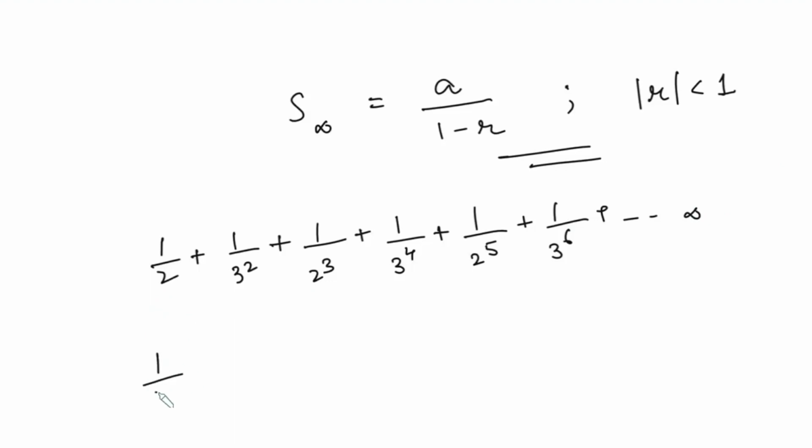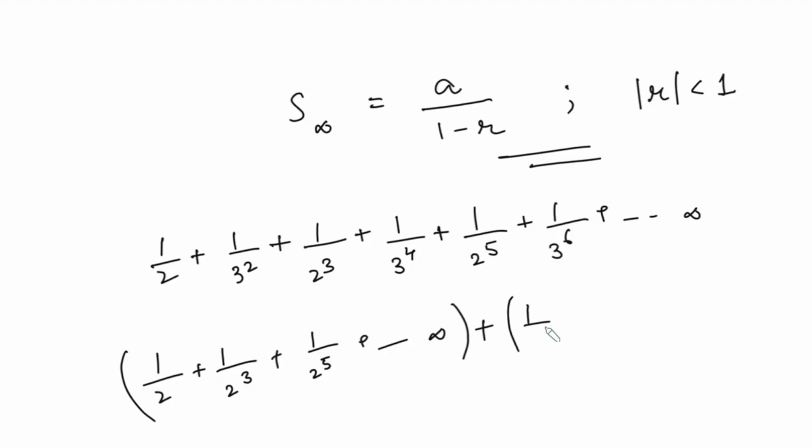One is 1 over 2 plus 1 over 2 cubed plus 1 over 2 raised to the power 5 and so on up to infinity. And the second one is 1 over 3 squared plus 1 over 3 raised to the power 4 and so on up to infinity. For the first one, 1 over 2 plus 1 over 2 raised to the power 3 plus 1 over 2 raised to the power 5 and so on up to infinity.